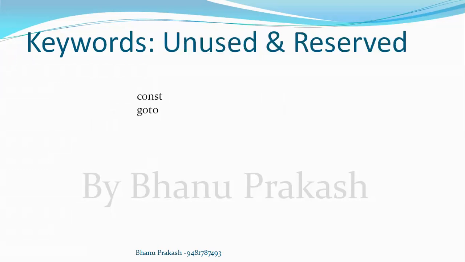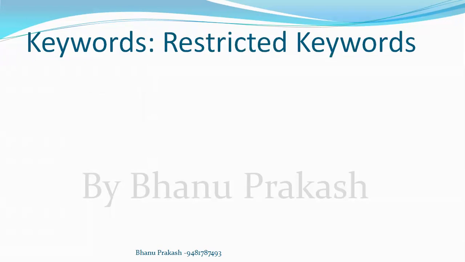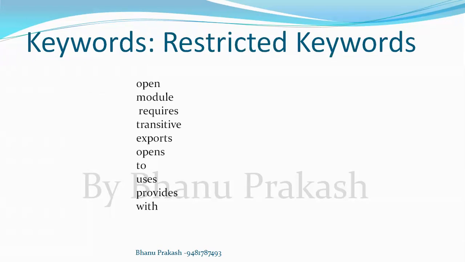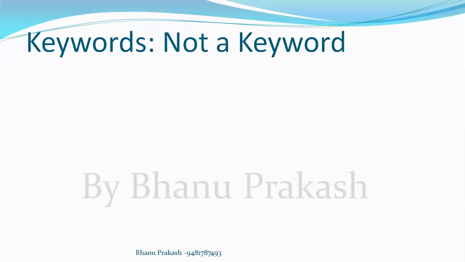And there are some keywords which are not used, as we just saw in the previous slide, which are const and goto. Underscore is reserved as of now, right? And there are some keywords which are restricted, such as open, module, requires. All these 10 keywords are used in the module-driven approach in the latest JDK version 9, where they behave like a keyword. Outside of this module, they behave like an identifier. Hence, it is called a restricted keyword.